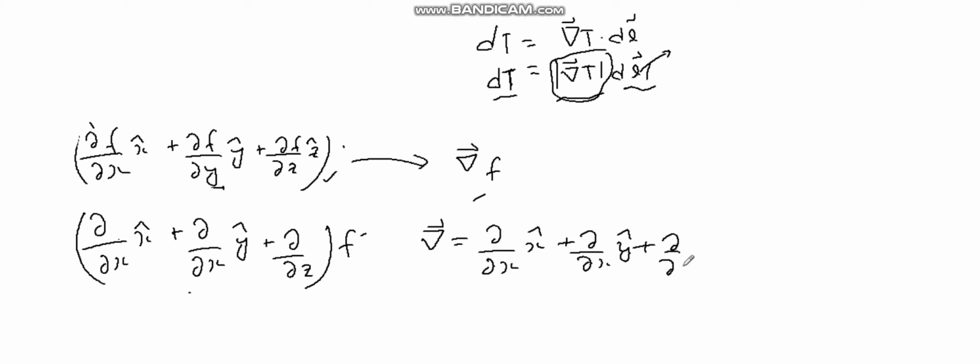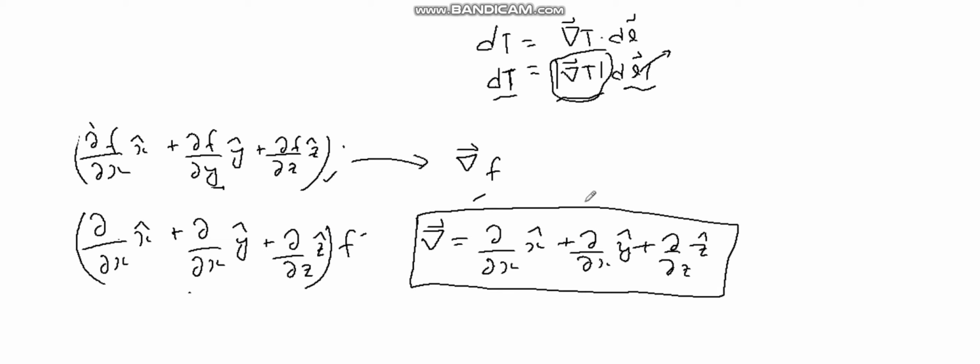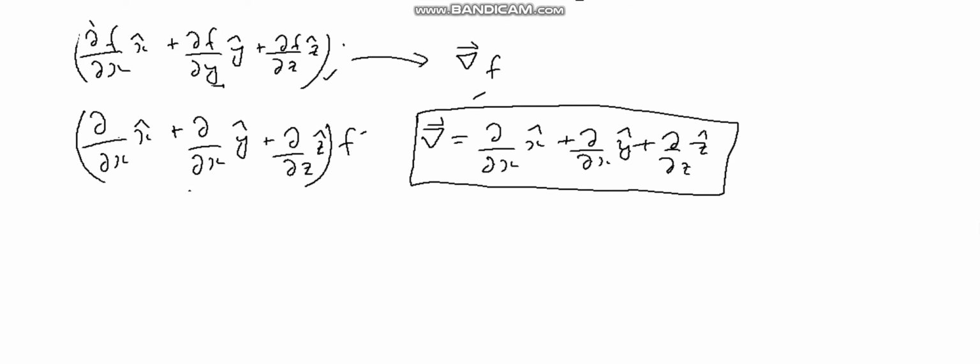Remember one thing, there will be z cap. This is only true for the Cartesian coordinate system. In the polar coordinate or any other coordinate system, the gradient expression will look different.